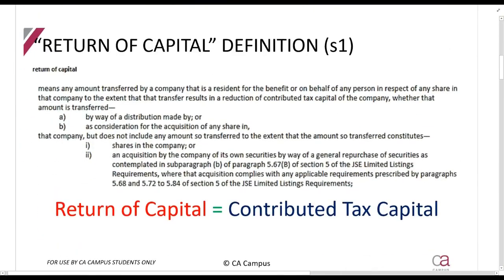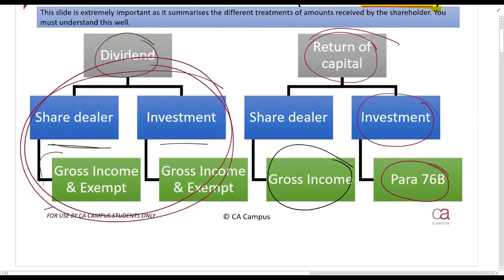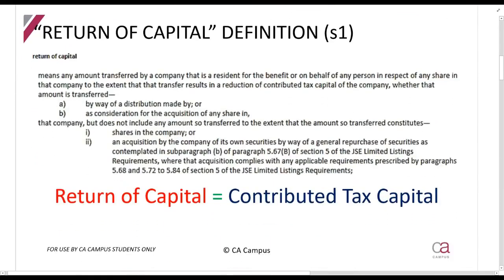So I'm reminding you, you receive a return of capital as an investor. So first thing I want to talk about is what is a return of capital, just to show you from the Act in section 1. It says a return of capital means any amount transferred by a company that is a resident for the benefit or on behalf of a person in respect of any share that results in the reduction of contributed tax capital, whether that is by way of a distribution or as consideration for the acquisition of a share, so share buyback.